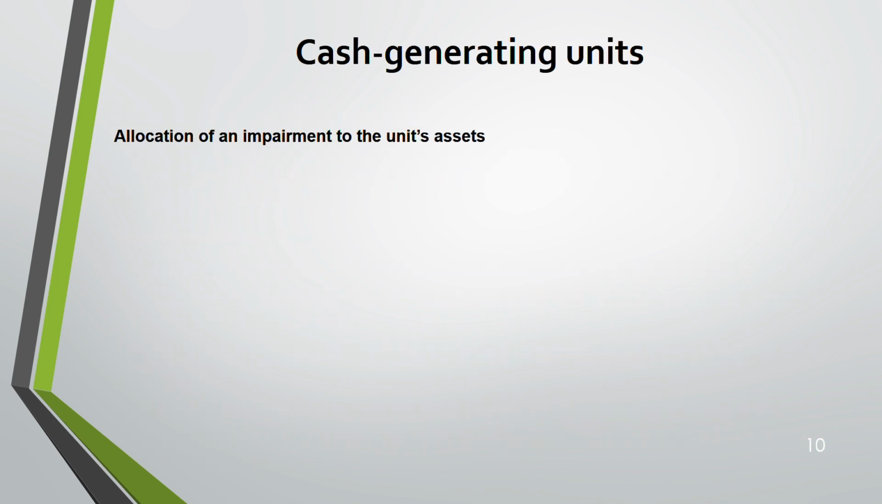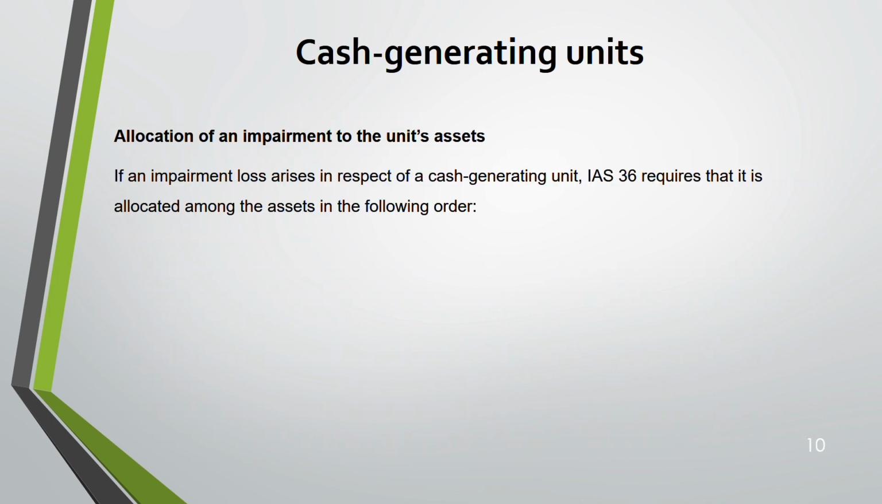Now, allocation. According to IAS 36, if there is any impairment loss that arises in respect of a cash generating unit, then you have to allocate it in this order. You have to remember this order, by the way. You cannot change this order. This is the rule of IAS 36. Number one, first goodwill. First, you allocate the loss to goodwill of the cash generating unit, and then to other assets, and those other assets are in proportion to their carrying amount.